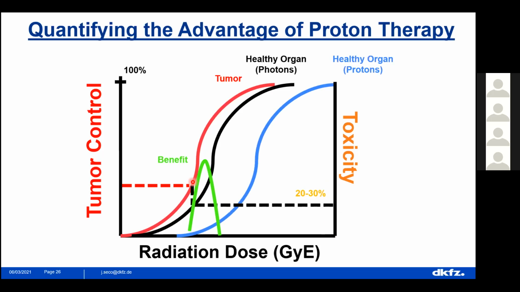So now enter protons, or particles. The big advantage of protons is that I can reduce the dose to healthy tissue. So effectively, I move this curve to the right. And for the same level of toxicity, I achieve a much, much higher level of control of the cancer. So now I'm at 90% control. Notice I went from 30% to 90%. This is truly the advantage of protons and particles.